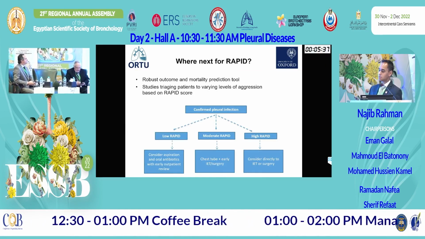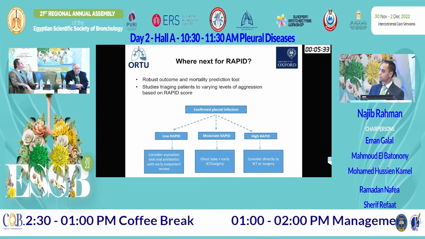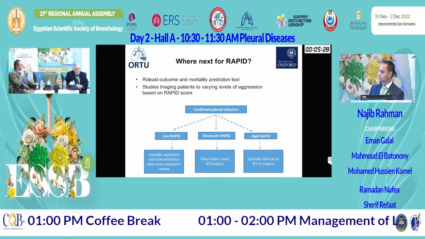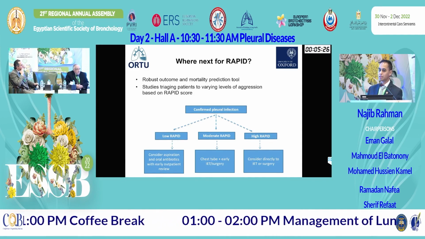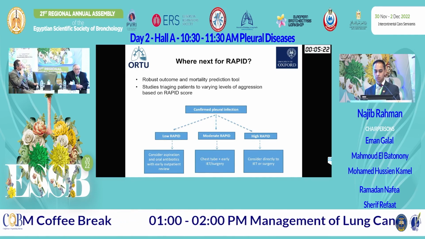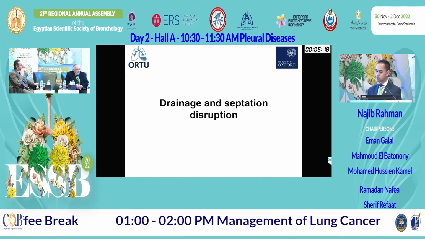So this is a suggestion I have, which is do your pleural infection diagnostics, divide them into rapid score, and then maybe high rapid score gets direct surgery, maybe lower rapid score gets outpatient antibiotics. We are now planning a prospective clinical study. So for my last few minutes then, drainage and septation disruption.